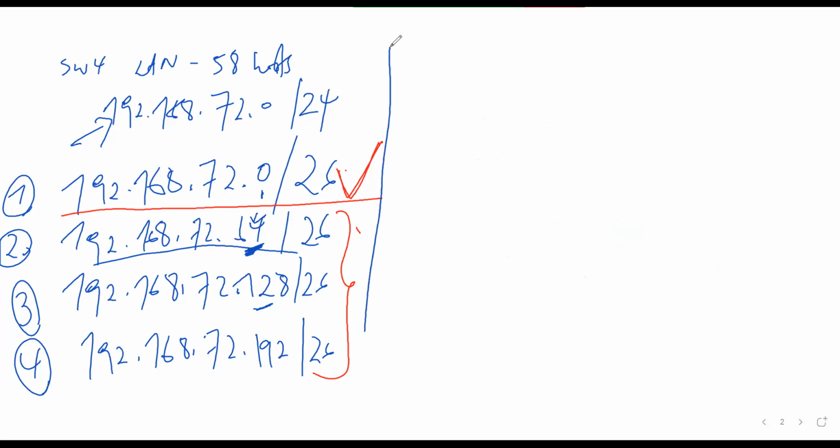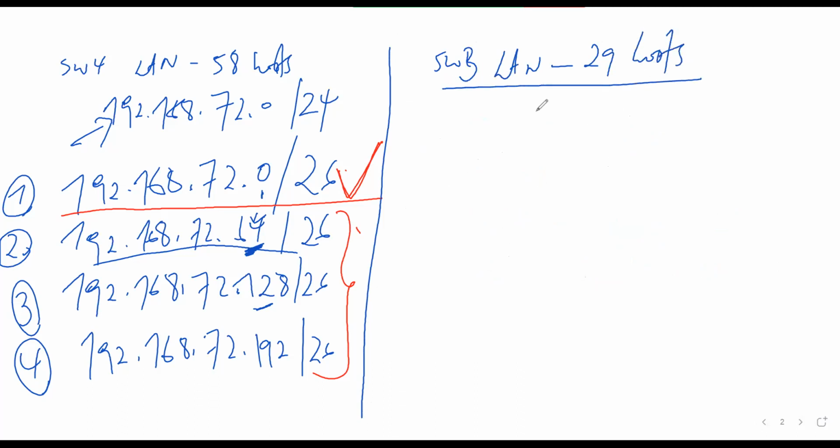Okay. Then we have our switch 3 LAN with 29 hosts. Which subnet are we going to assign to our switch 3 LAN? Here we look at the first one. The first LAN needs a subnet, and the rest we are going to use to address the other networks.